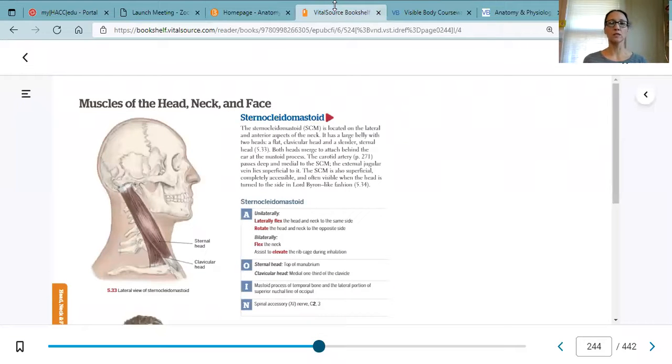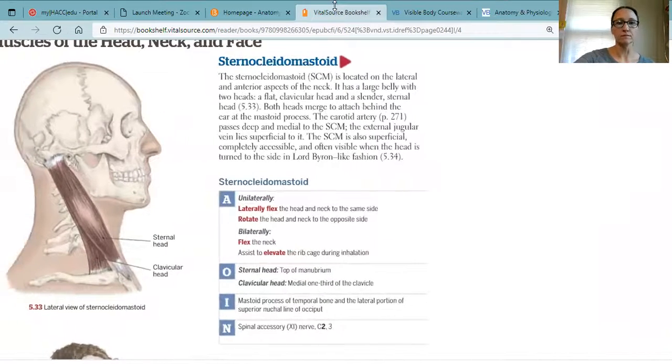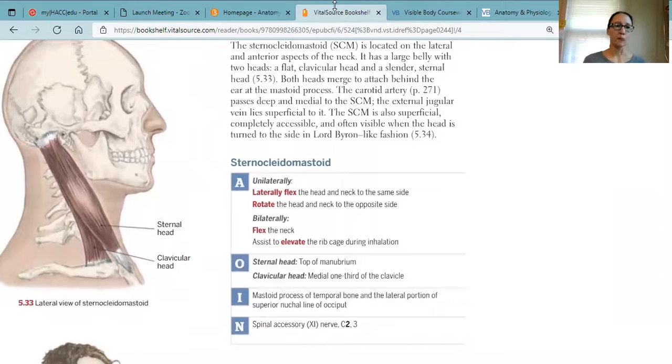Here we are, sternocleidomastoid. This muscle you are probably already familiar with just because it's so big. You can see it really easily, and we've kind of used it as a landmark before. Sternocleidomastoid. You can see it right here. Anytime you rotate your head from one side to the other, you can see sternocleidomastoid. It is entirely superficial and easily palpable. All right, so there it is.